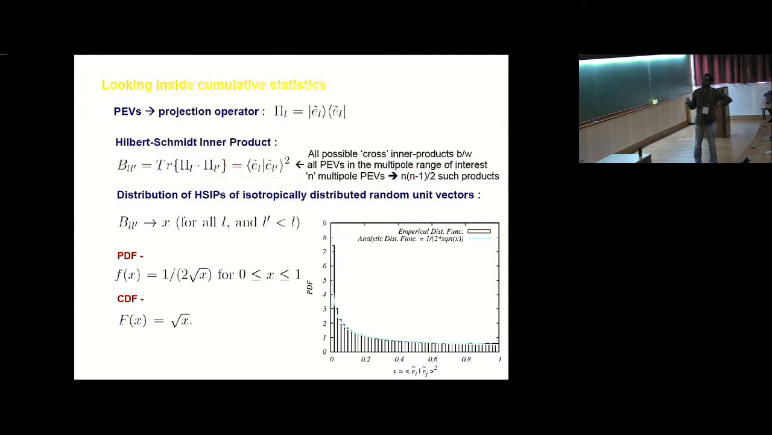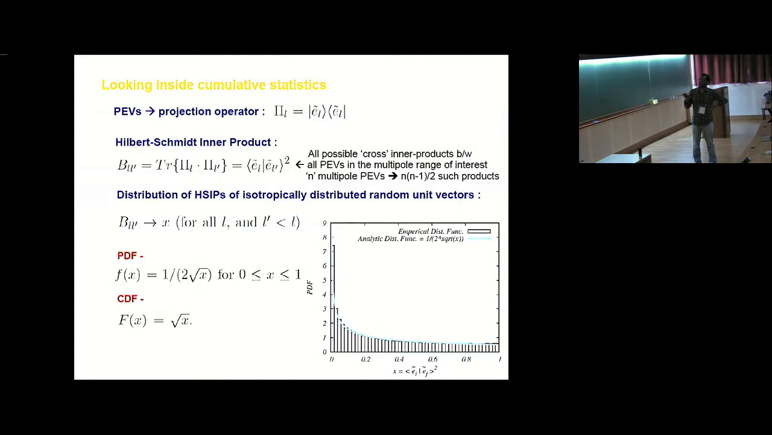This is a cumulative way of looking at it, but you don't know which alignments are leading to this sort of anomalous alignment among even multipoles and odd multipoles. We now realize that the even multipoles are not anomalous, and we only have to study the odd multipoles. For that, we define what is called the Hilbert-Schmidt inner product. These are the principal eigenvectors.